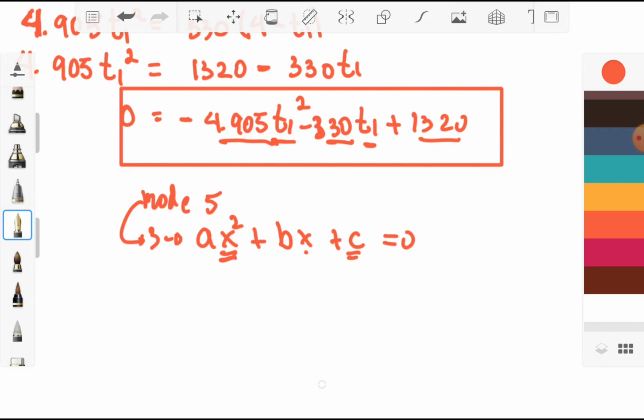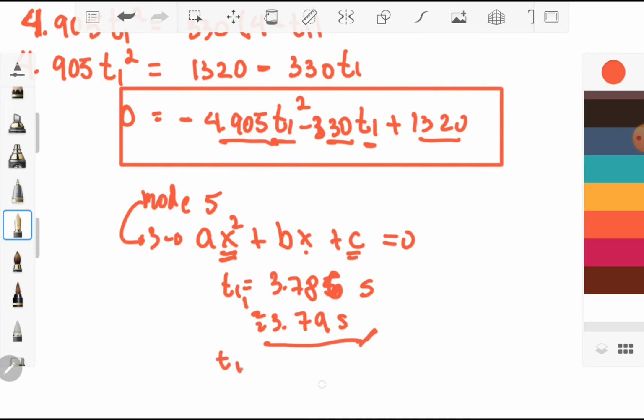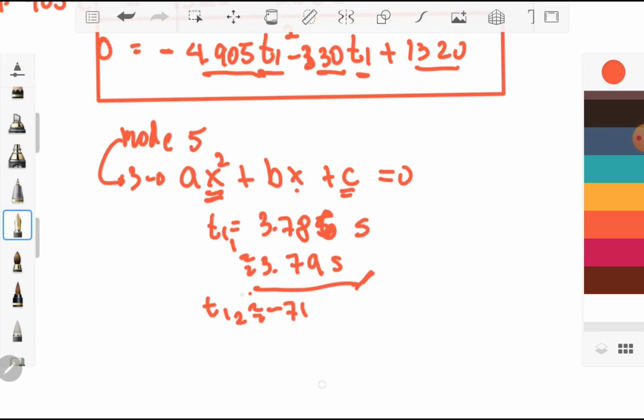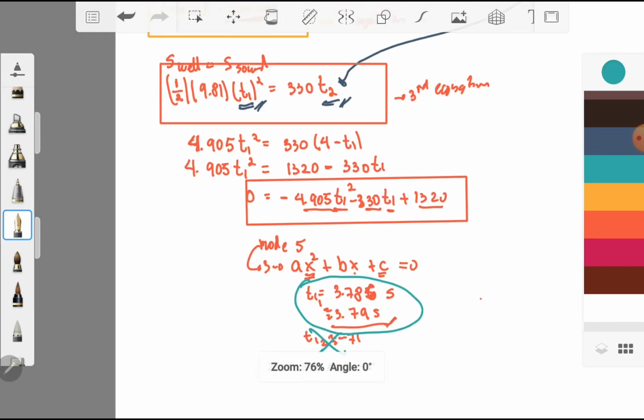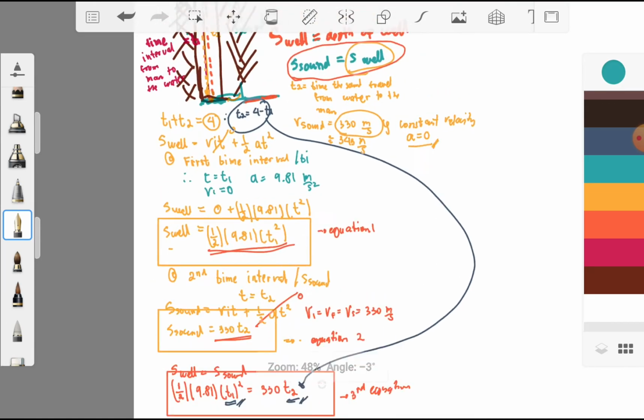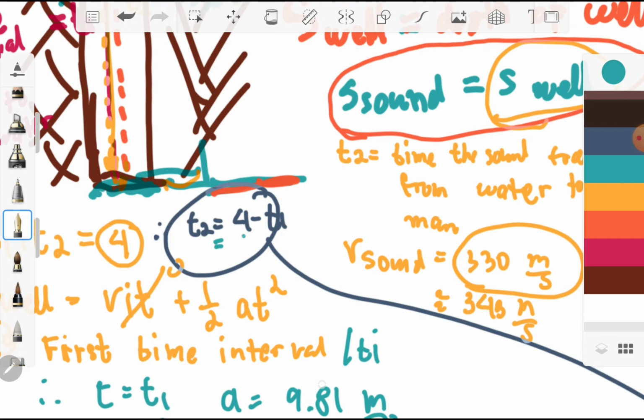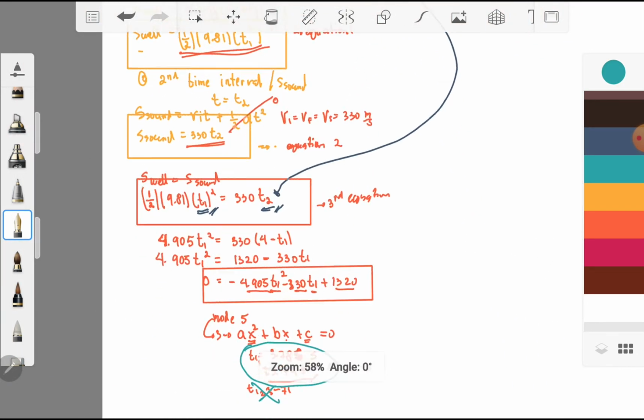Okay? So we'll have a value equal to your X1 or your T1 of 3.78685 seconds, or approximately equal to 3.79 seconds. And this is your T1 sub 1 and T1 sub 2, because when there is a quadratic equation, right? Positive, negative, square root of something. And the other value is negative 71. Probably there is no negative time, so therefore you will cross this out. So let us use this time for your T1. So finding the time T2, we may say that T2 is equal to 4 less T1, where T1 was defined as 3.79.